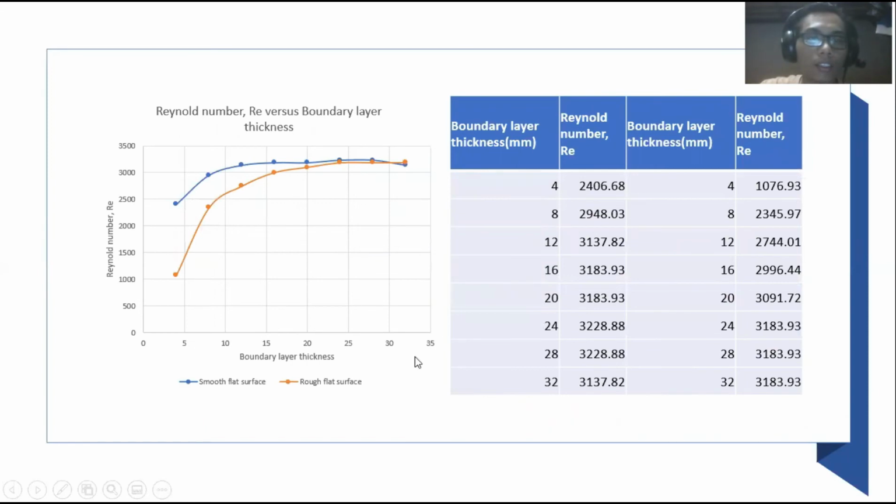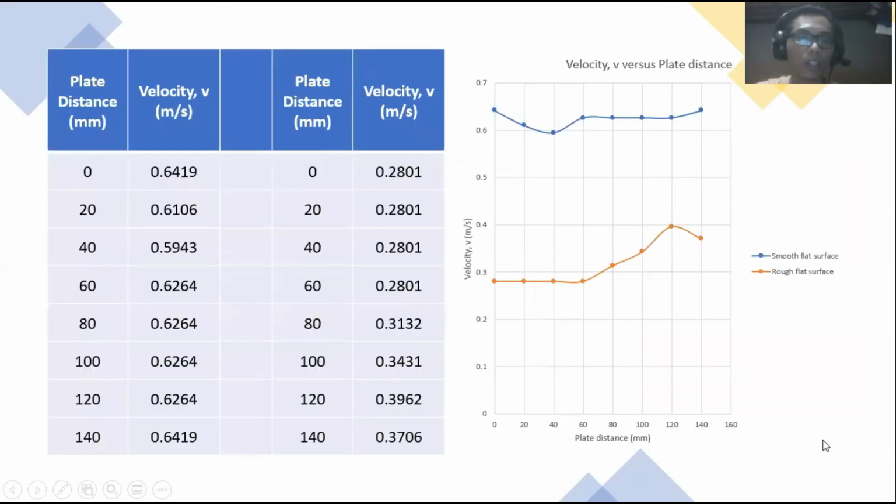So this is for the Reynolds number, Re versus boundary layer thickness. And also the blue color is for the smooth flat surface and the orange color is for rough flat surface. And the right side is the calculation data that we gain. So this is the velocity versus flat distance. The left side is the data that we calculate. The left side one is for the smooth flat surface and the right side is for rough flat surface. As you can see, smooth flat surface starts higher than rough flat surface.